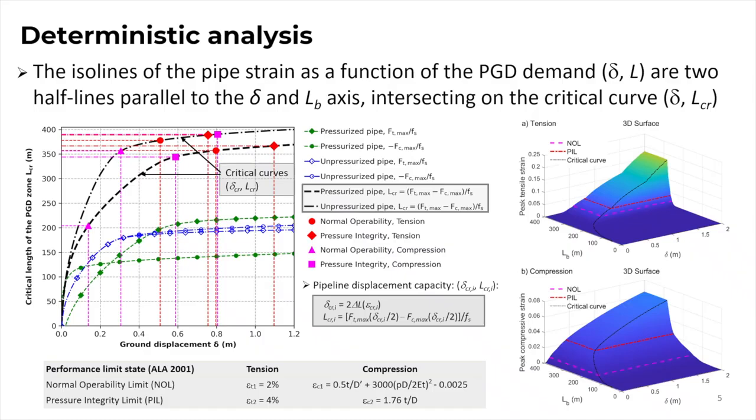In this figure, we see the variation of the critical soil block length as a function of the ground displacement delta, indicating the critical values associated with the achievement of the performance limit state in the pressurized or unpressurized pipeline. Clearly, the pipeline response depends on the operating loads, with the performance limit states in compression being reached for lower values of critical soil displacements and length in the pressurized pipeline compared to the unpressurized one.